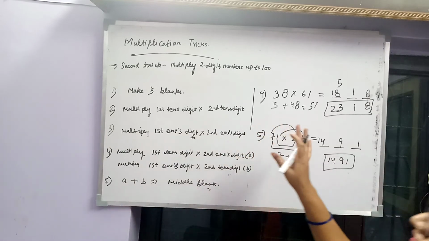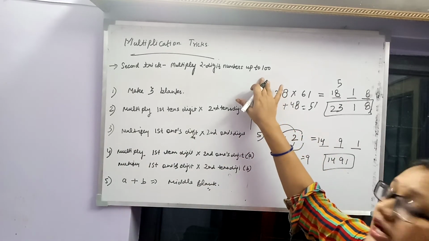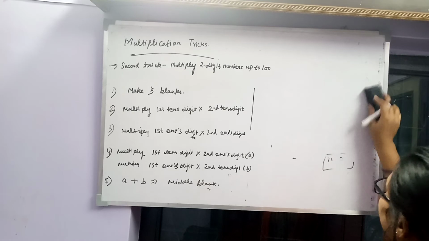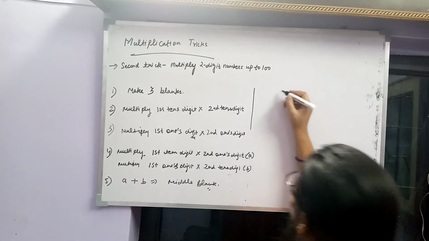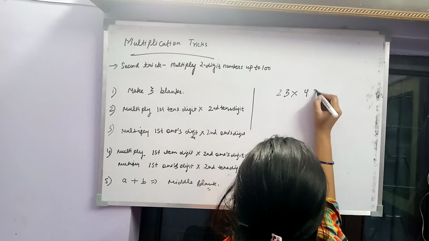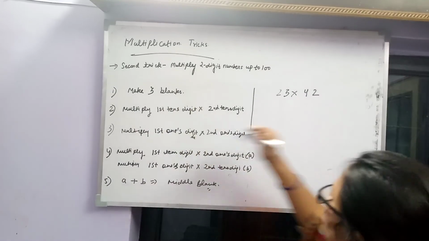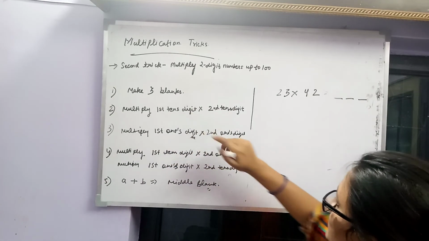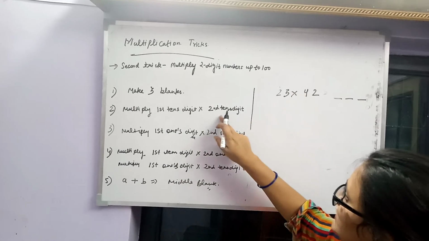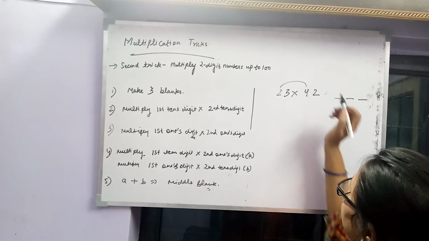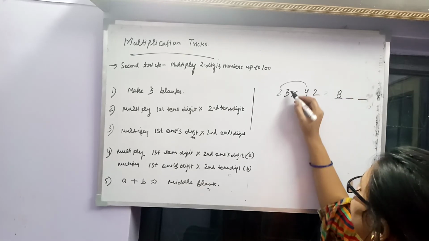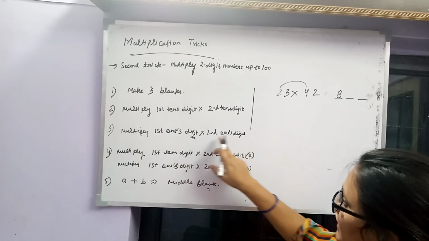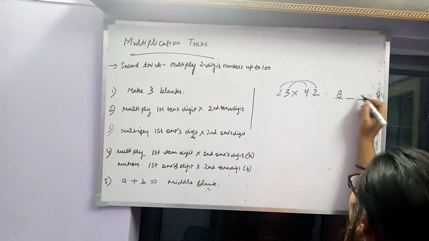And remember that this trick is applicable only when we have numbers up to 100. Now again I am taking one more example, and we will follow these steps. I am writing this number. First we will make 3 blanks. Multiply the first number's tens digit and the second number's tens digit, so we will multiply this into this. We get 2 into 4, 8. Then we multiply the first number's ones digit and the second ones digit, so this into this, this is 6.